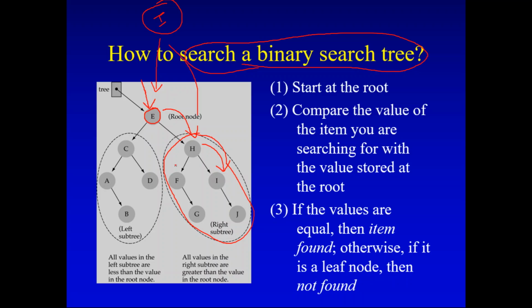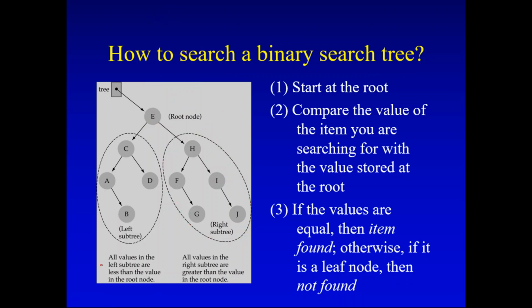And in every node we are differentiating the path, whether it will be in the left subtree or in the right subtree. Say for example, if you want to search B, then how we will search? Start with E. Is E equal to B? No, E is not equal to B. Then check, is B less than E or greater than E? B is less than E, so go to the left child.